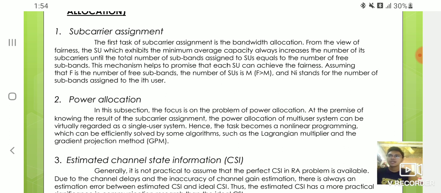Next is the power allocation. In this subsection, the focus is on the problem of power allocation. On the premise of knowing the results of the subcarrier assignment, the power allocation of a multi-user system can be virtually regarded as a single user system. Hence, the task becomes a nonlinear programming problem, which can be efficiently solved by some algorithms, such as the Lagrangian multiplier method or the gradient projection method, GPM.